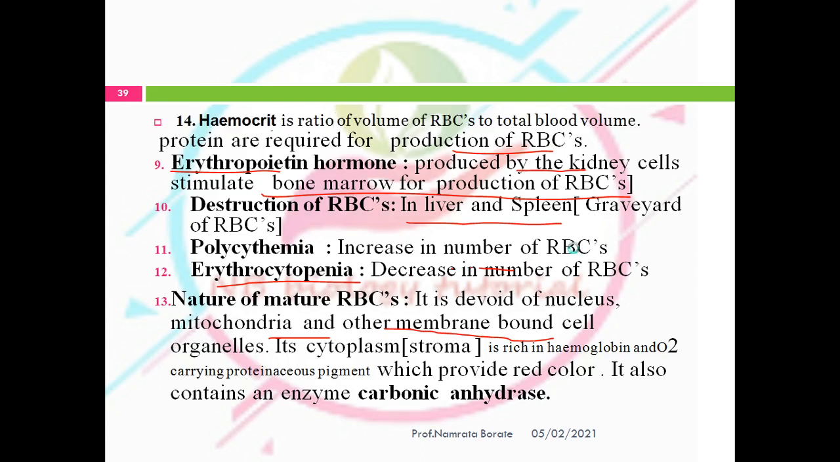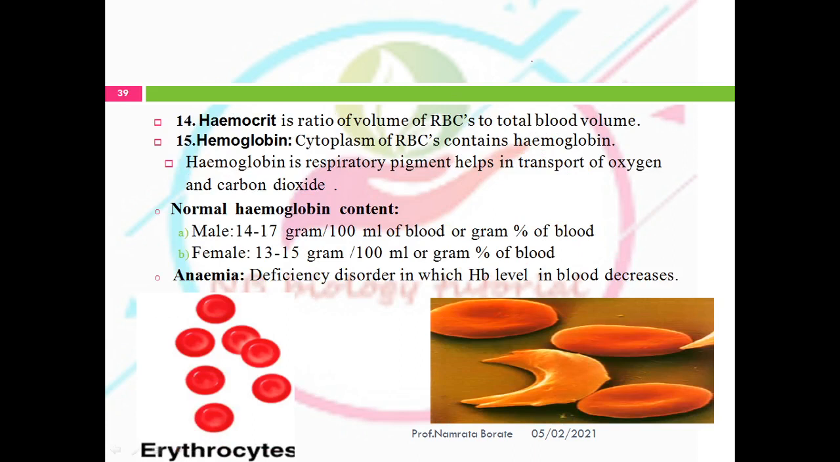The next one we see is the hematocrit. The hematocrit is the ratio of RBCs to the total blood volume. And what is hemoglobin? The cytoplasm of RBCs contains hemoglobin. Hemoglobin is a respiratory pigment. It helps in the transport of oxygen and carbon dioxide.